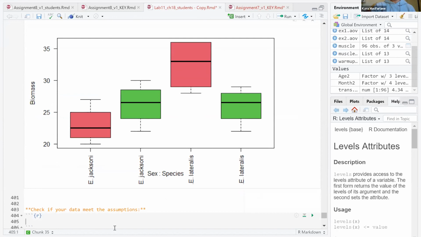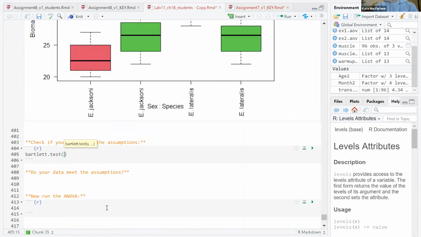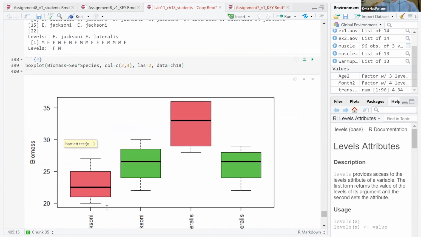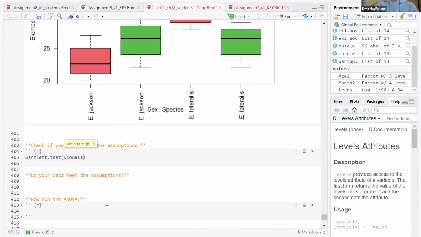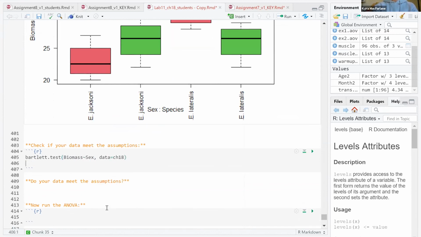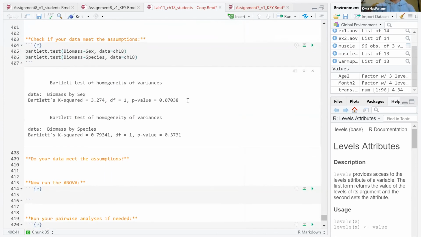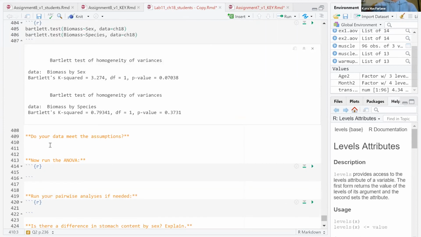Let's check if our data meet our assumptions using the Bartlett test. We have to do it by both factors. So biomass by sex, data equals chapter 18. Bartlett test, biomass by species, data equals chapter 18. Sorry, there's a helicopter going overhead. Control Shift Enter to run them at the same time. And we see that by both factors, our variances are equal. So yes, don't need to transform.